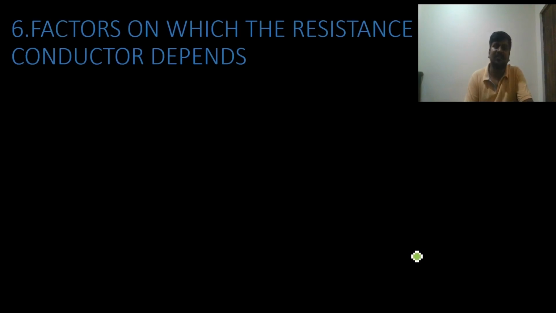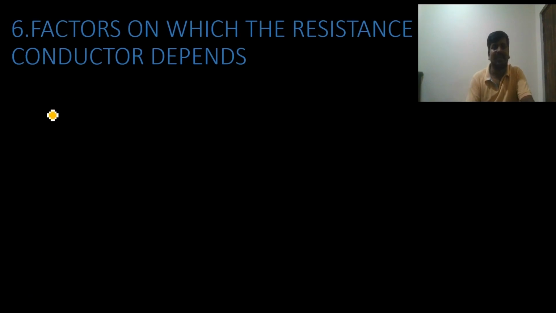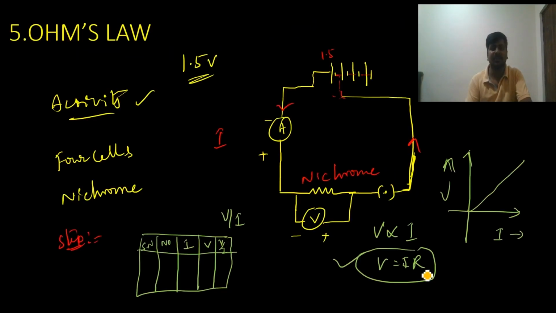Coming to the next one, factors on which the resistance of a conductor depends. So what are the factors? The resistance of the conductor depends. R is the resistance. Previously, V is directly proportional to I, V equal to IR, I said. So here R is the resistance, I is the current, and V is the potential difference. R is the proportionality constant.